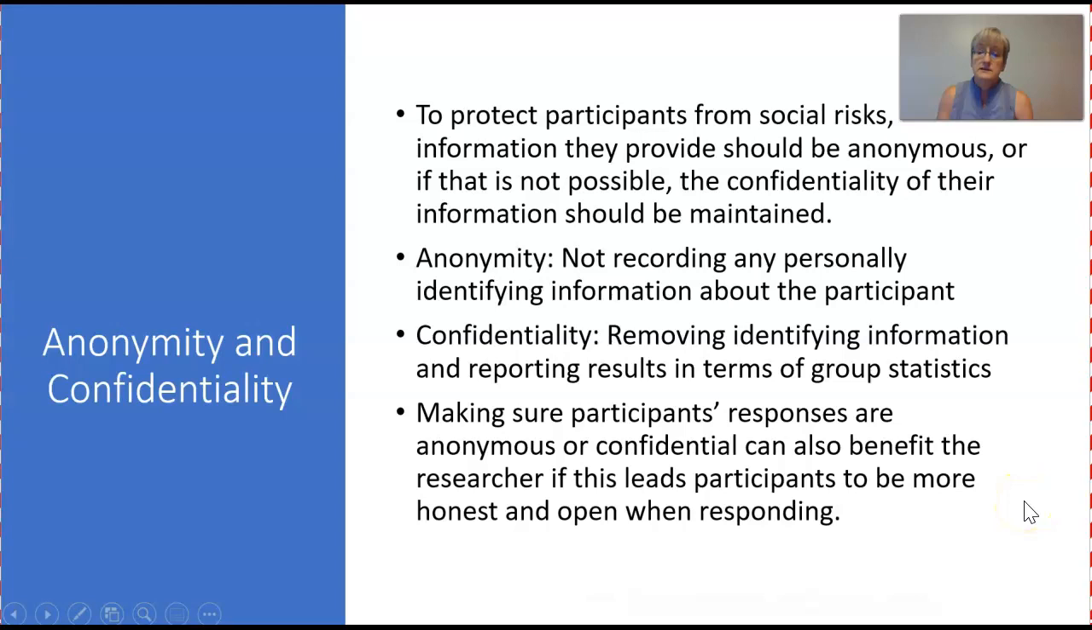What this does is it ensures that responses are either anonymous or confidential. It helps you because guaranteeing those things to your potential participants, especially if you're dealing with sensitive topics or personal topics, ensures that your participants feel safer, they feel more comfortable, and it's possible that they're more honest as a result.